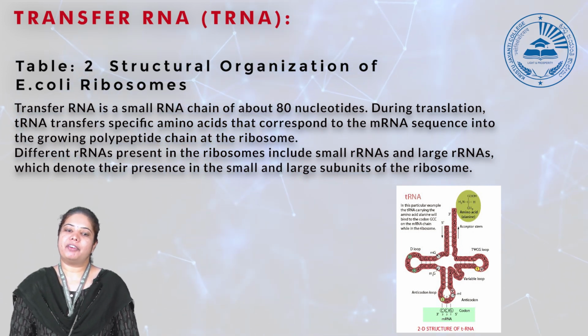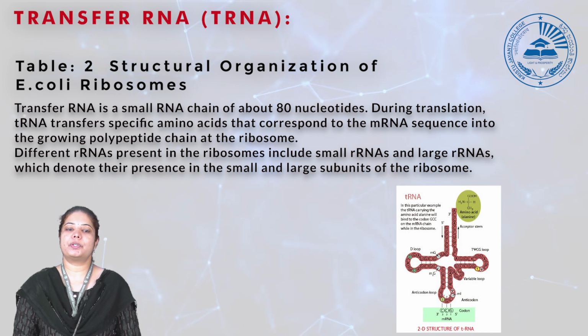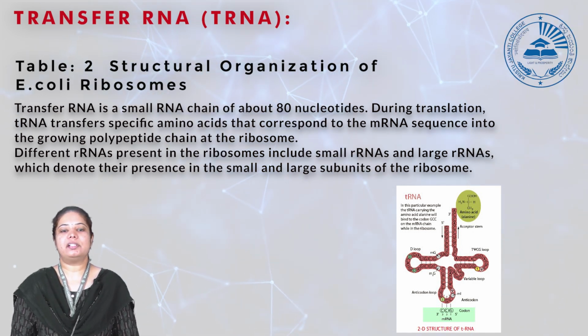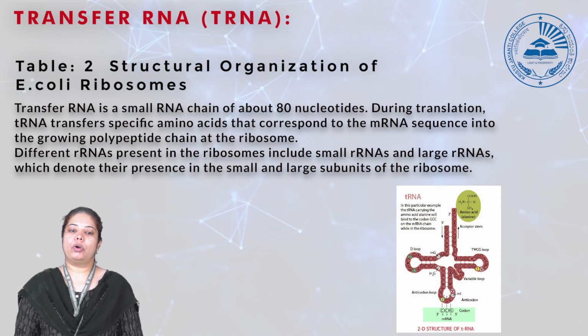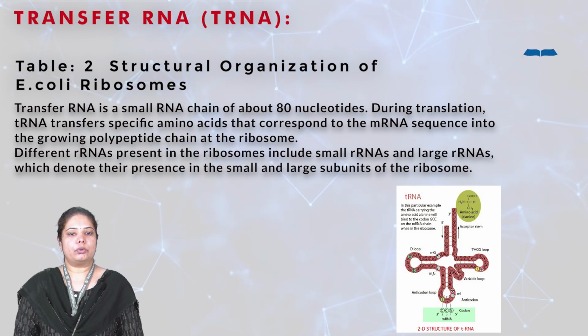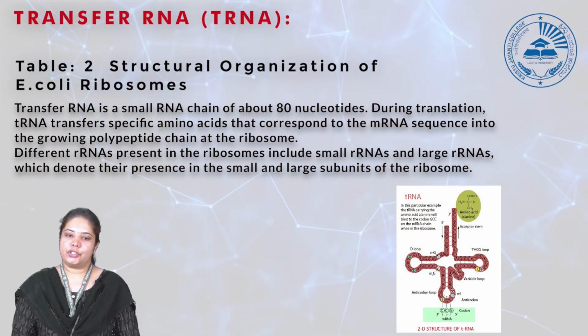As we move from the 5' end, the first stem and loop structure which is formed is called the D loop. This will have dihydrouridine residues. The modified unusual bases will be there along with methylated guanine. This particular loop forms the D loop, and followed by that we have the anticodon loop.